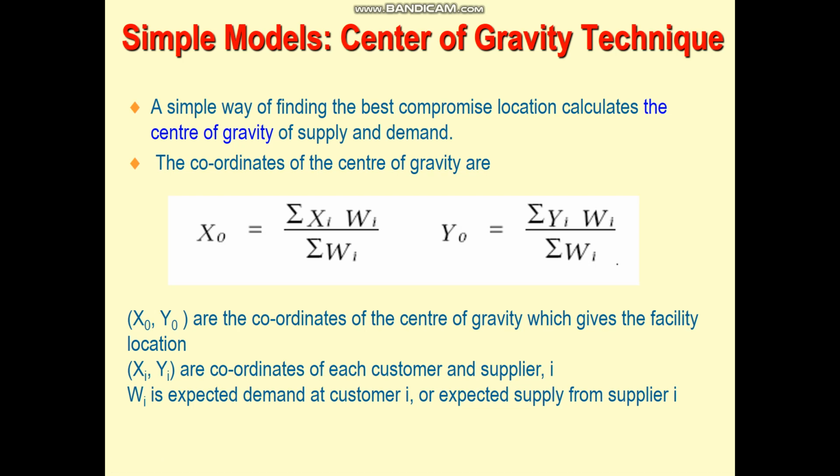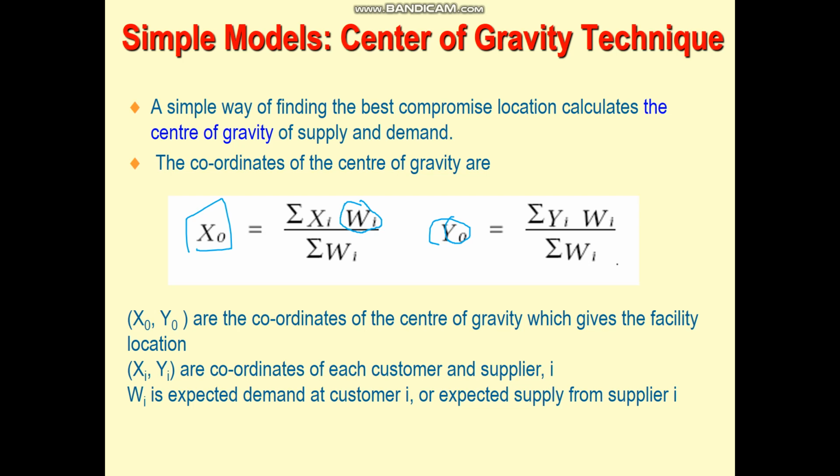So we have XO, YO is the coordinate of the new facility location, and XI, YI is the coordinates of each customer and supplier I, and WI is the weight, the expected demand at the customer I or the expected supply from the supplier I.